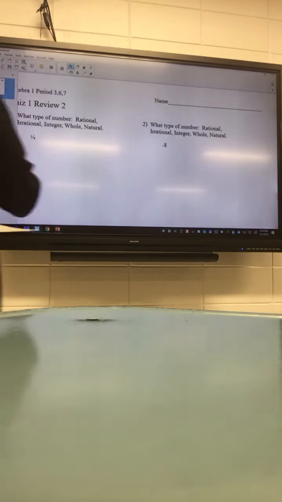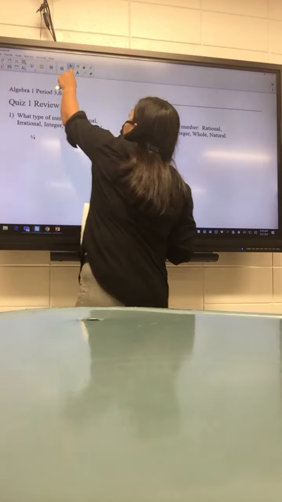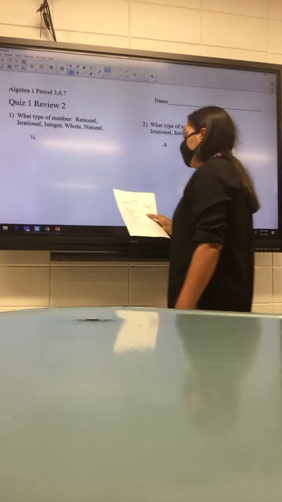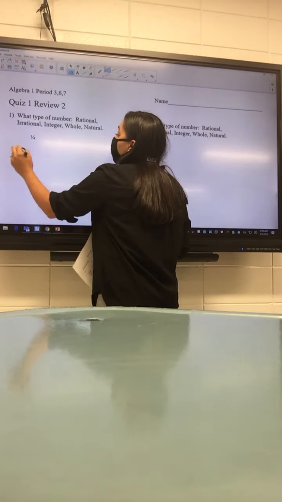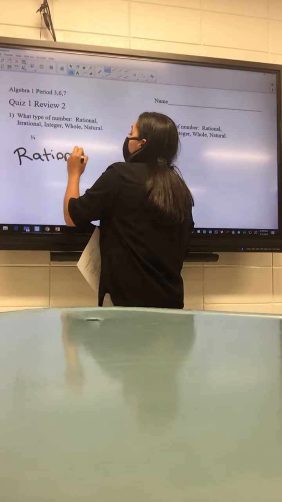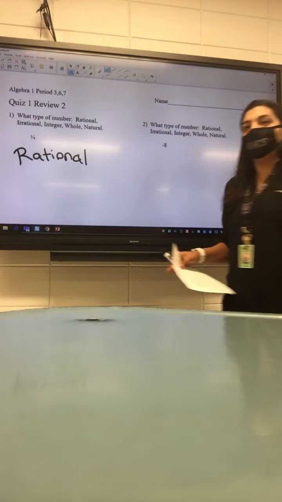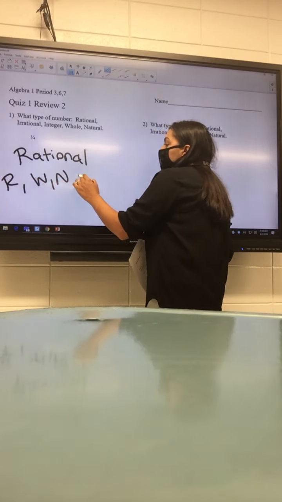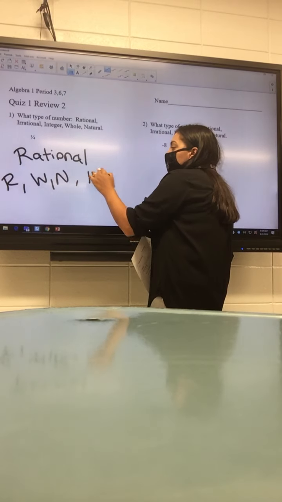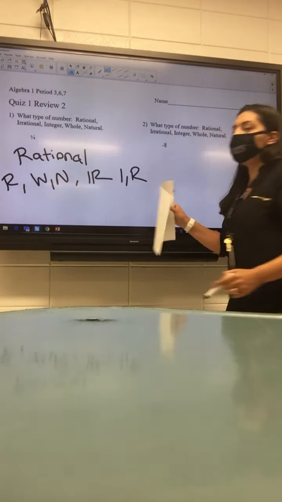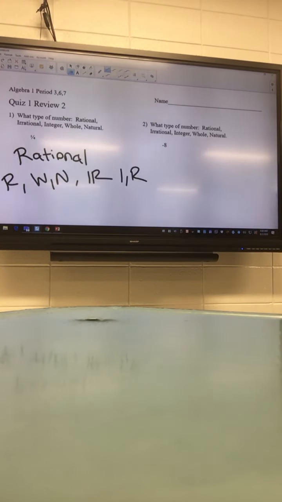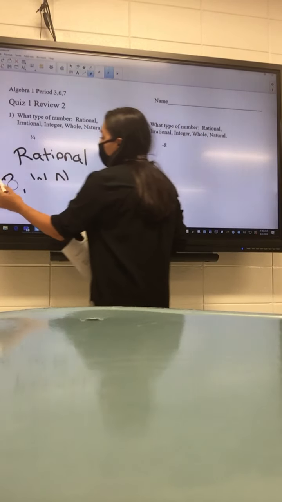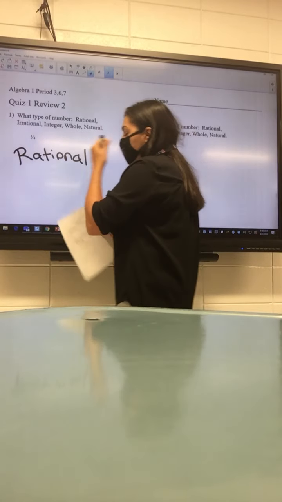Okay, if you look at number 1 on your actual sheet, it says what type of number? 1/4. What type of number is that? It's rational. On your quiz, you need to write the word rational because some of you will do this. You'll say R, W, N, which is fine, but then sometimes when you're writing integer, some of you write I, R. It's very confusing. I don't know what you mean. So you need to write the entire word out on your quiz.